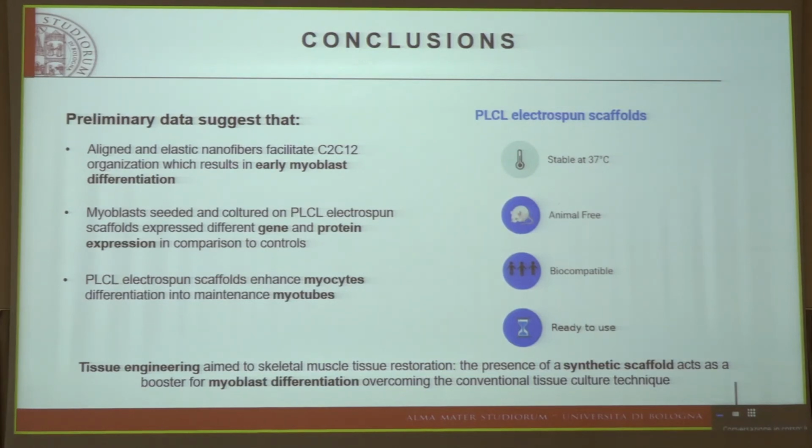So I could suggest the use of this scaffold as it is stable at 37 degrees, so suitable for biomedical application. And it could be useful for further analysis without animal testing, so animal-free experiments, as it is biocompatible and ready to use. So tissue engineering aimed at skeletal muscle tissue restoration through the use of a scaffold, which in our case was obtained by the electrospinning technique, acts as a booster for myoblast differentiation and overcomes many obstacles and limitations given by the normal tissue culture plastic.